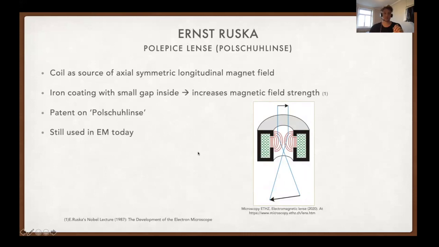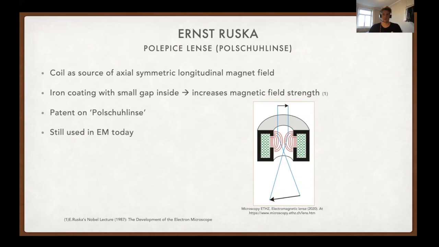So Ernst Ruska had a more or less monochromatic electron beam and other equipment, since they worked with familiar things in the group of Max Knoll. As a source of the magnetic field, he used a coil to generate the magnetic field. And to increase the magnetic field strength, he coated his coil with an iron material with a small gap in it, to create a strong magnetic field over a short range.